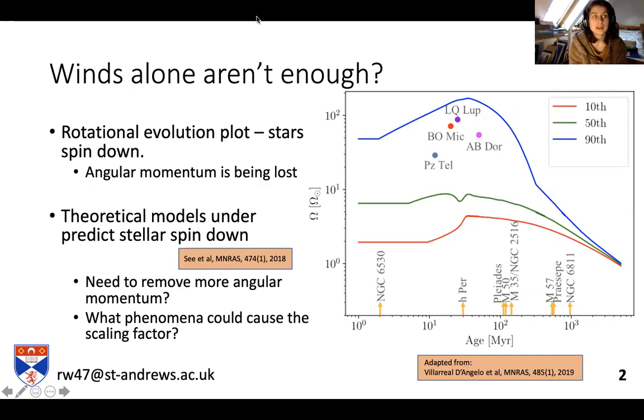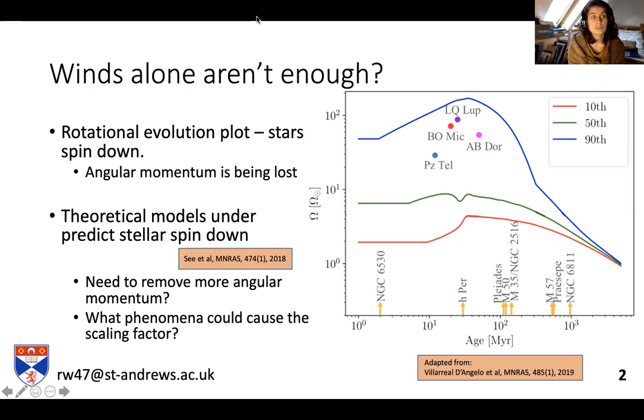But the winds influence how the stars evolve, and the plot here is an example rotational evolution plot showing the stellar rotation rate, which is the y-axis, against age, the x-axis. And at some point in their lives, the stars start to spin down due to the angular momentum that's being lost. And exactly how depends on the initial rotation rate of the star. So the blue line here are the fastest rotators and the red, the slowest rotators. But the point is that they all show similar behavior.